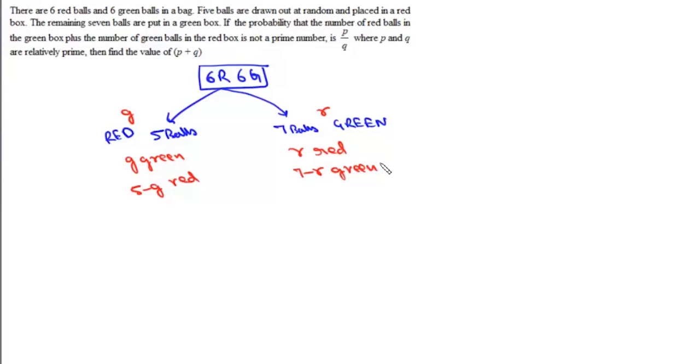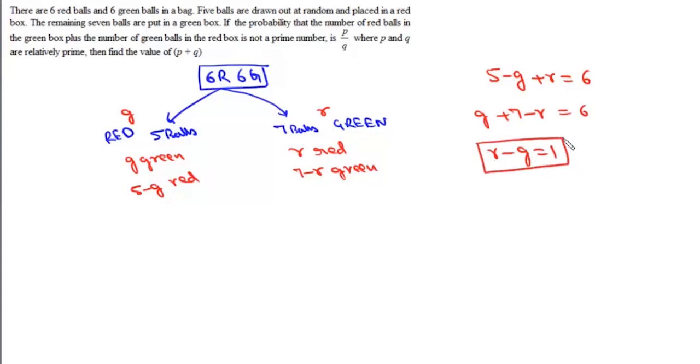Now if we count the total number of red balls, it will be 5 minus G plus R, and it'll be equal to 6. And the total number of green balls will be G plus 7 minus R, and it should be equal to 6. So from here we can write the value of R minus G, it should be 1. So that is the relationship between R and G. Now it is also given that R plus G is not a prime number.